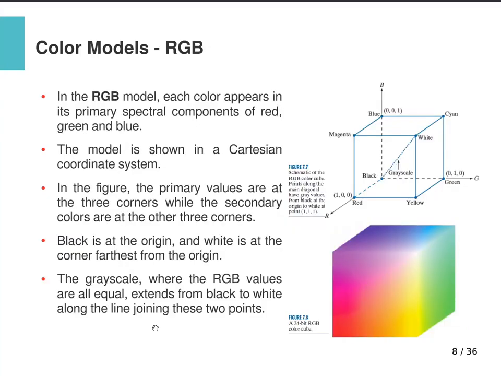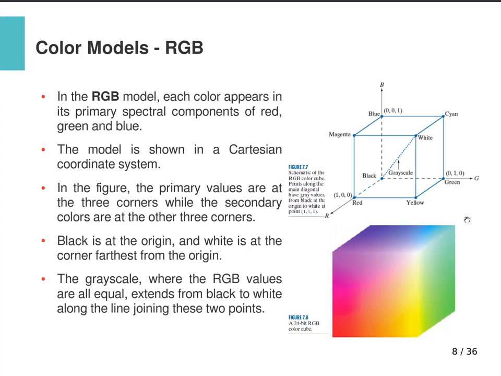So now let's move to a different color model. The first and most basic color model that you will see is the RGB model, in which each color appears in its primary spectral components of red, green, and blue. The model is shown in a Cartesian coordinate system, as shown to the right. In this figure, the primary values are at three corners: red here, green here, and blue here. The secondary colors, magenta, yellow, and cyan, are at the other three corners.